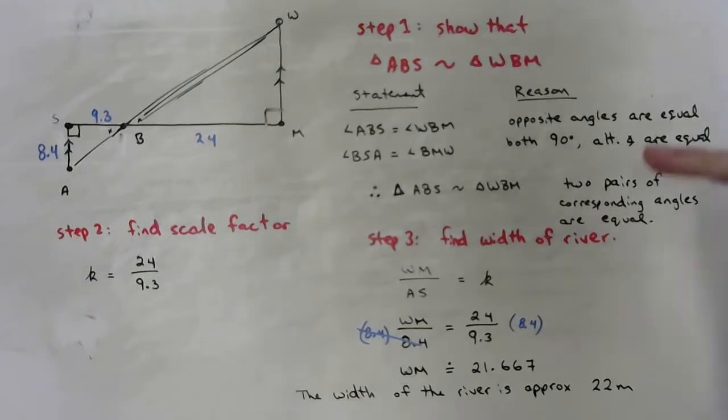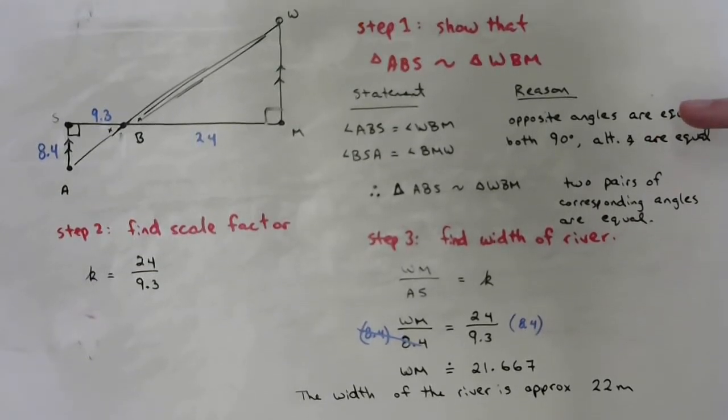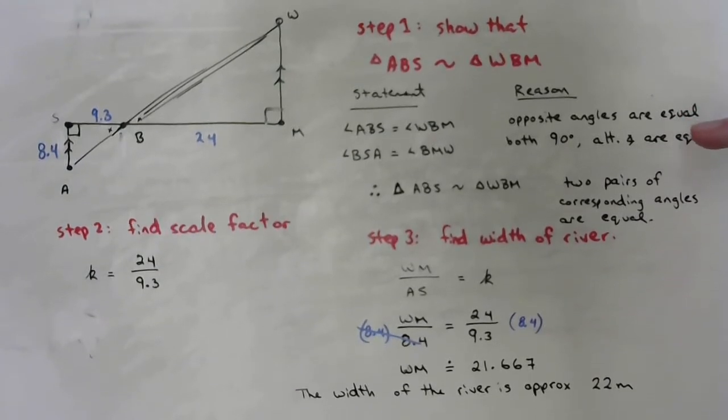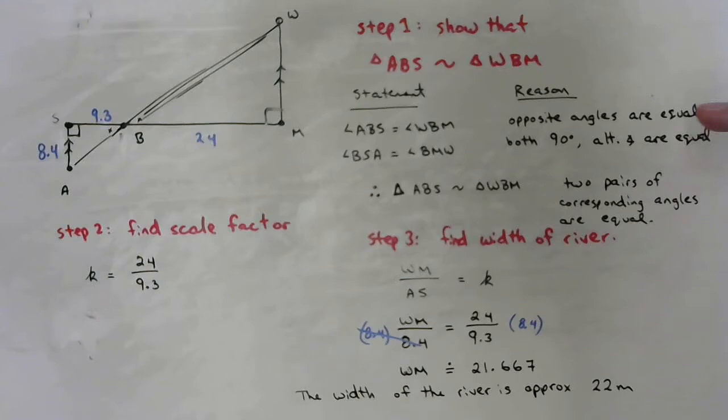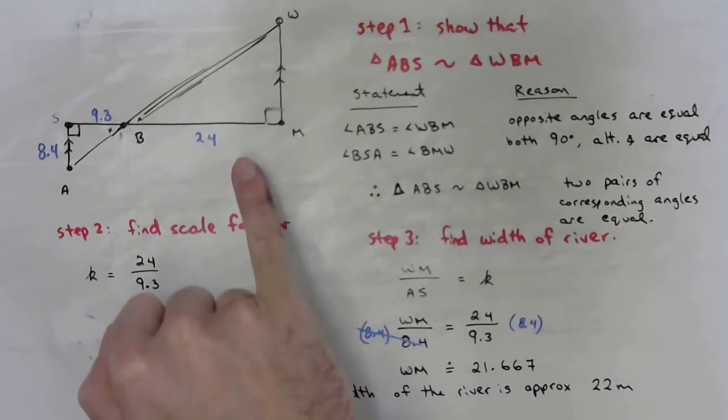Step 1, demonstrate that they are similar. Sometimes if I give you an assignment or a homework problem, it will say these triangles are similar. Then do you have to do this step? No. But if it doesn't say that, you need to show that based on what's in the diagram.